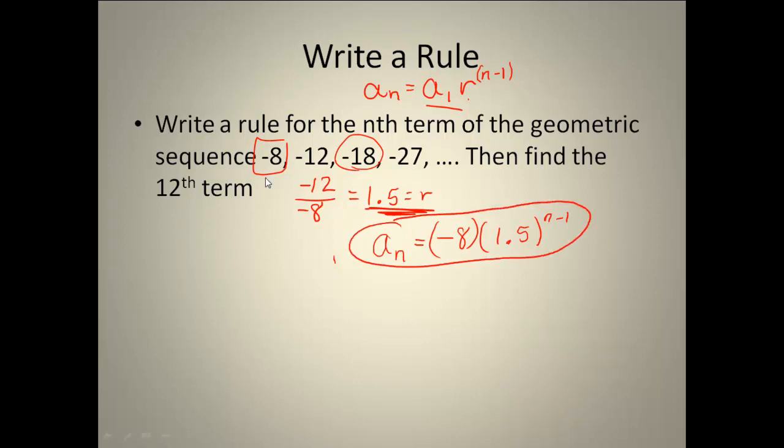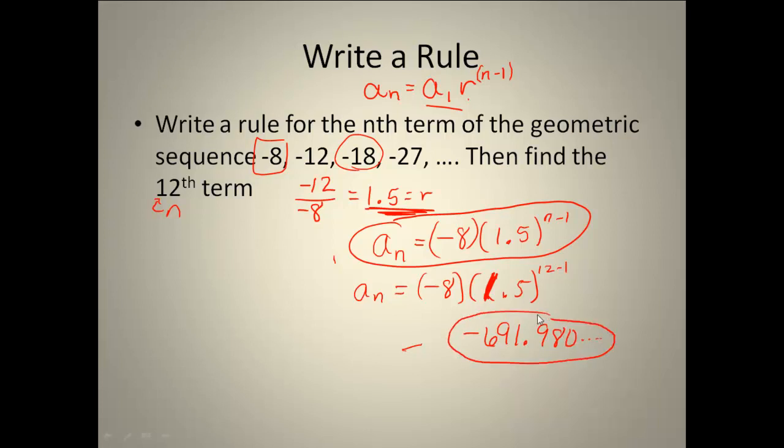There's my rule. Then it says find the 12th term. Now they've given us an n. So I would write this out as a sub n, because I'm trying to figure out that value, is equal to negative 8 times 1.5 raised to the 12 minus 1. Well, 12 minus 1 is 11, so you would actually just take your negative 8 times 1.5 raised to the 11th. You get negative 691.980, and then the decimal keeps going on for a little bit. So that would be our 12th term for this particular one.